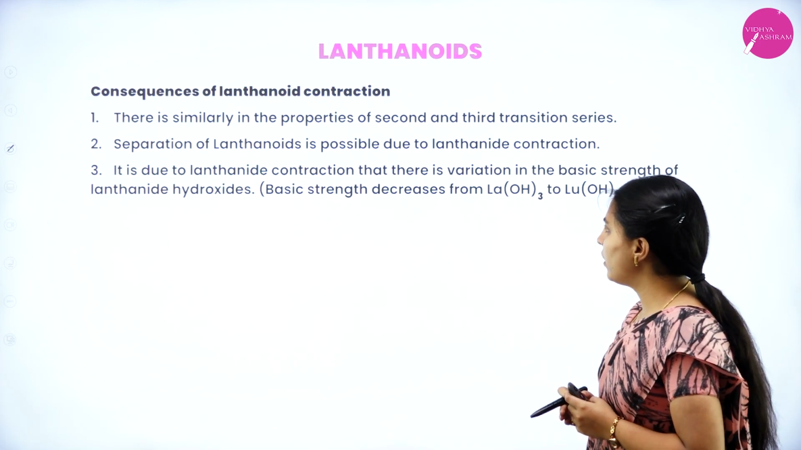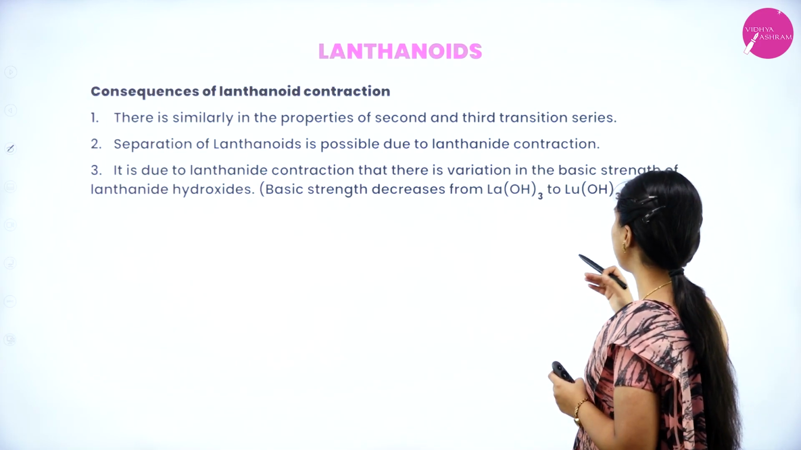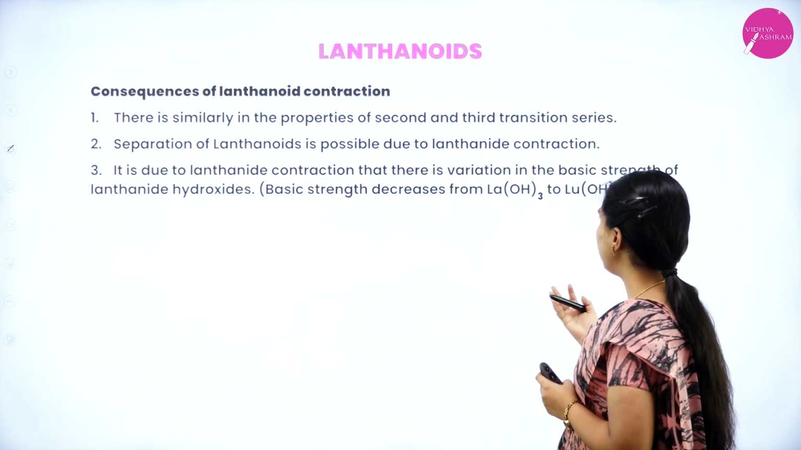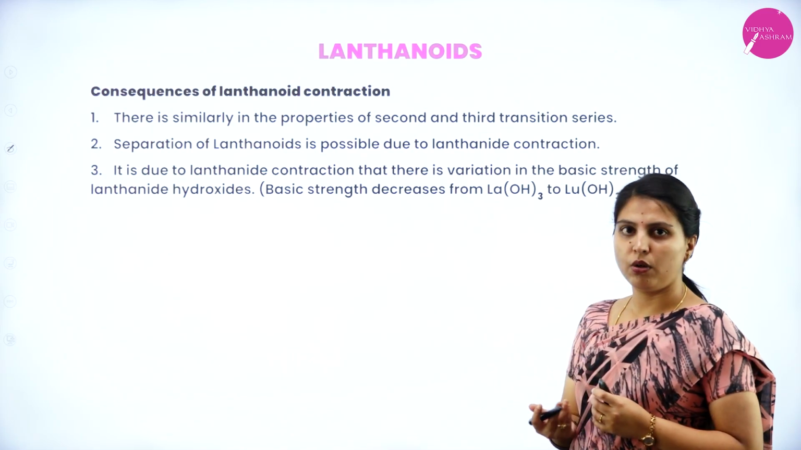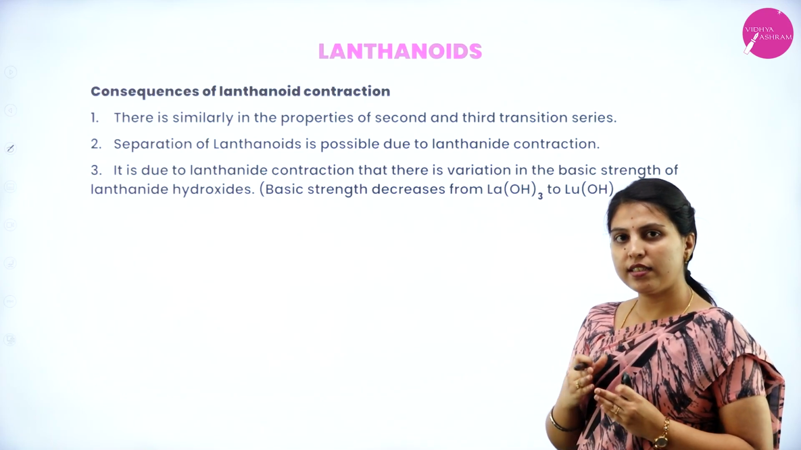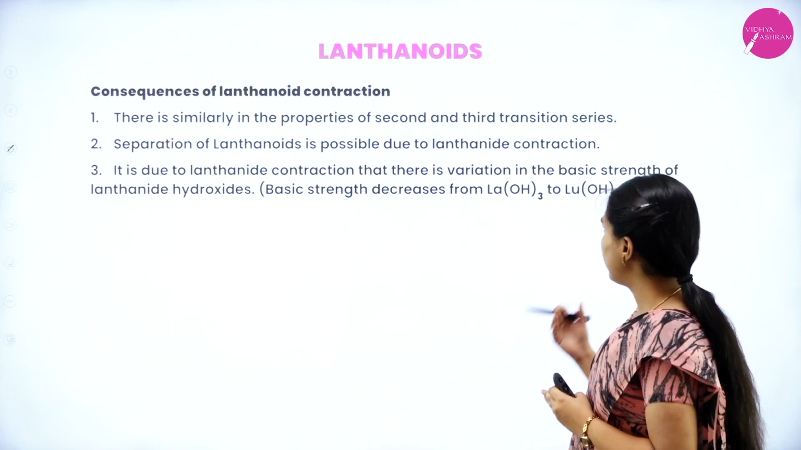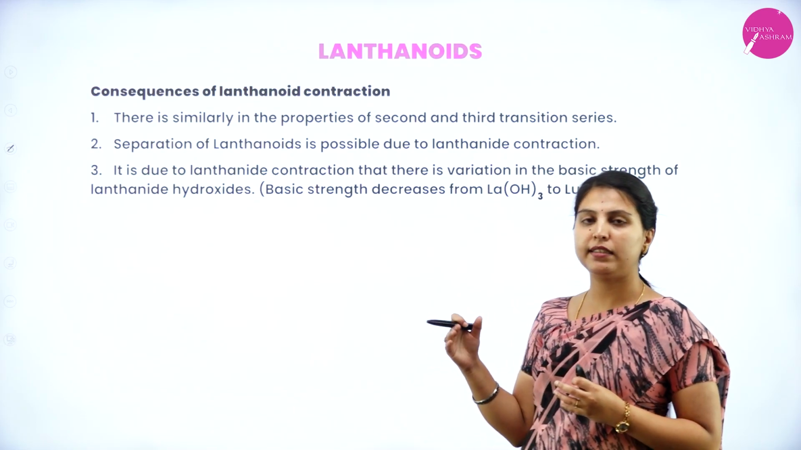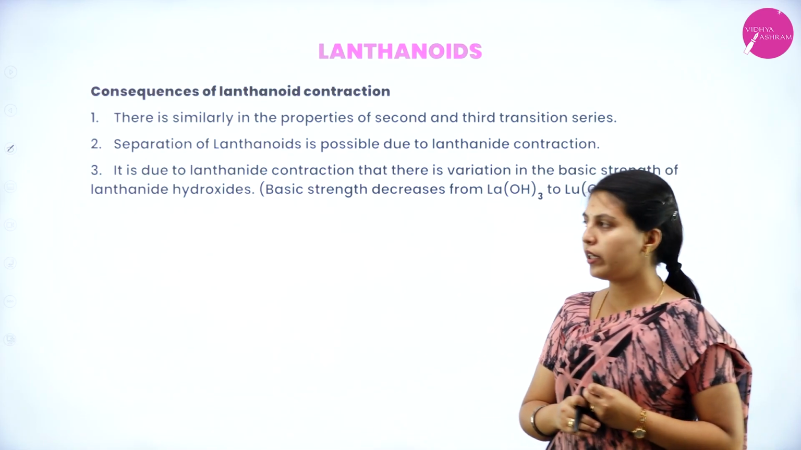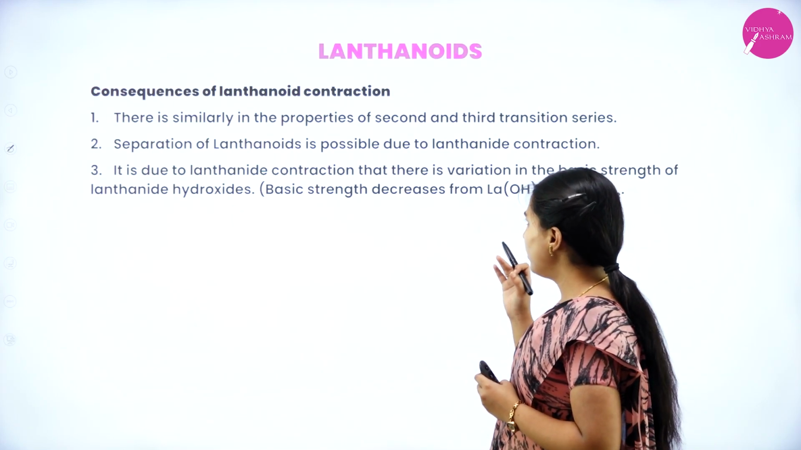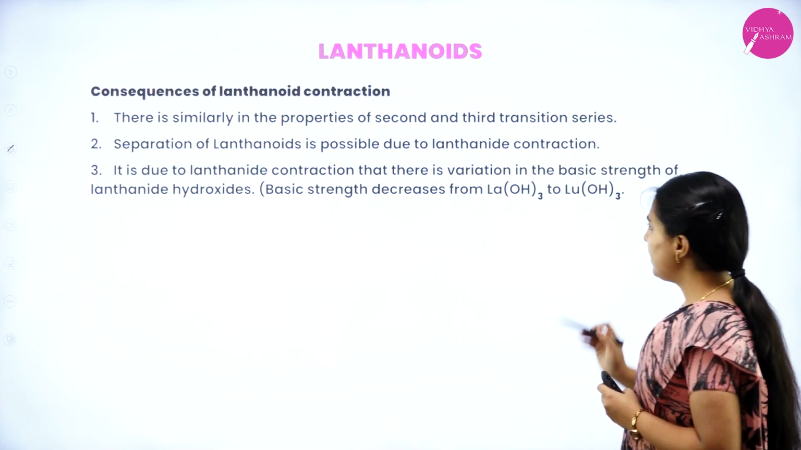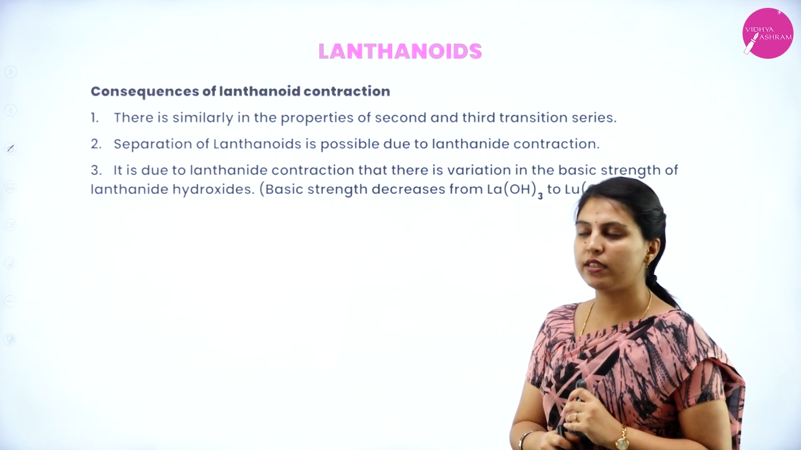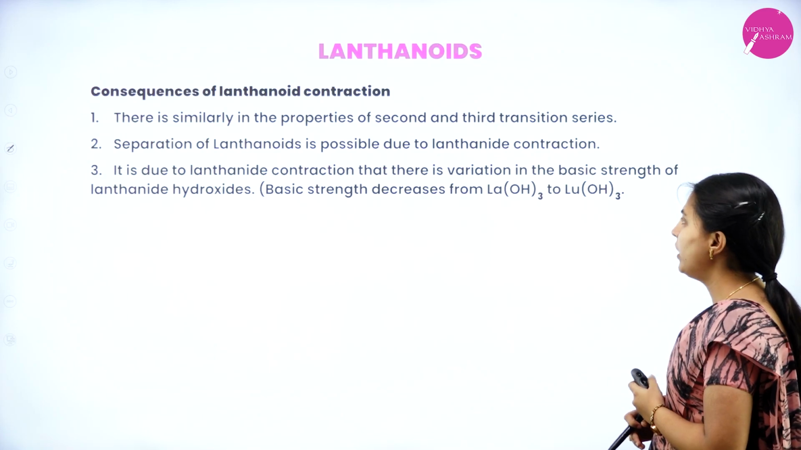It is due to the lanthanoid contraction that there is a variation in basic strength of lanthanoid hydroxides from lanthanum to lutetium. After the contraction, there is a similar property of second and third transition elements, and separation of lanthanoids becomes possible easily, and also variation of basic strength of lanthanoid hydroxides can be seen. These are the three consequences of lanthanoid contraction.